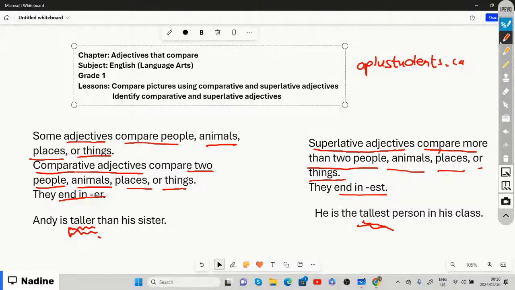All right, so now we're going to aplusstudents.ca. And before we go, we said that some adjectives compare people, animals, places, or things. If we are comparing two people, animals, places, or things, then it is a comparative adjective and it ends in er. And then we have a superlative adjective that compares more than two people, animals, places, or things, and it ends in est.